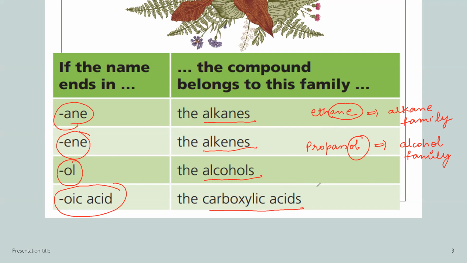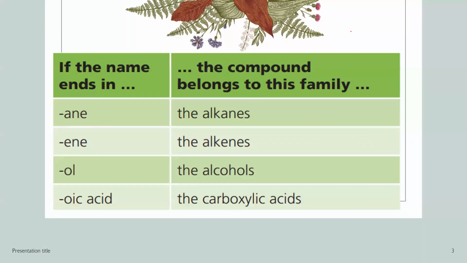Okay. So if I say the name is ethanoic acid, ethanoic acid. So oic acid is there at the end. So the family it belongs to is carboxylic acid family. Okay. Do make the note of these things. These are very basic and important.